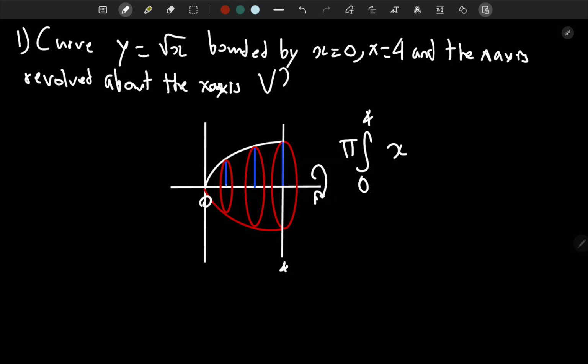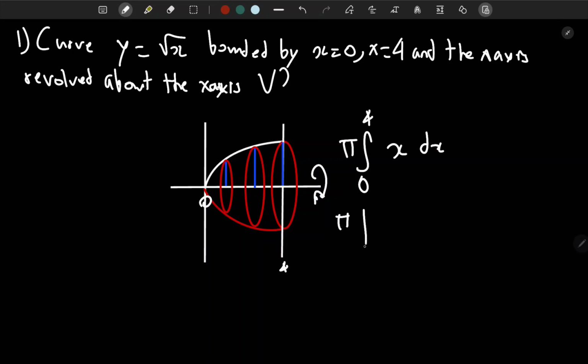And again, we want to find the radius. Let me explain that again. Each of these disks, every time we look at the radius, we are going to touch this curve, which is equal to radical x. So here the radius is radical x, and we use the formula r squared. So the radical cancels out, and this is against dx. So now just simplify and integrate.